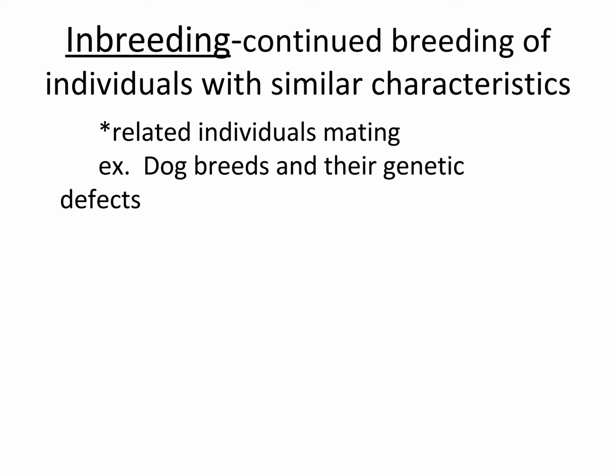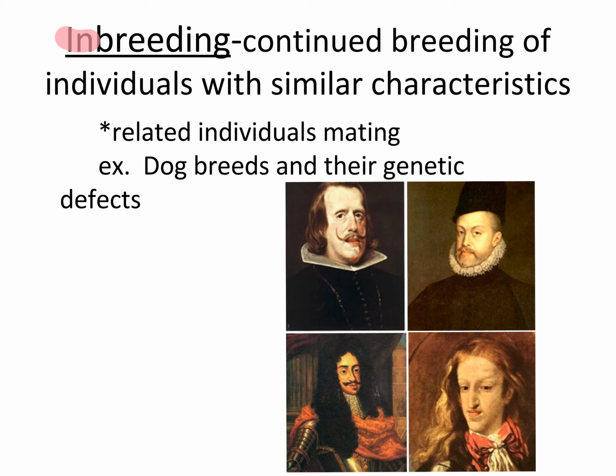Inbreeding, on the other hand, is the continued breeding of individuals with similar characteristics. So the term in is operative here. That means it's happening within a breeding community, so related individuals mating. And this is sort of a repulsive aspect of not too distant human history where royalty was actually inherited. And so royal families would breed ancestrally to protect their family's royal legacy. We're going to go into this in more detail, but to give you a quick example, in these portraits you can see the dramatic underbite, which was actually a recessive genetic trait made more pronounced through inbreeding.